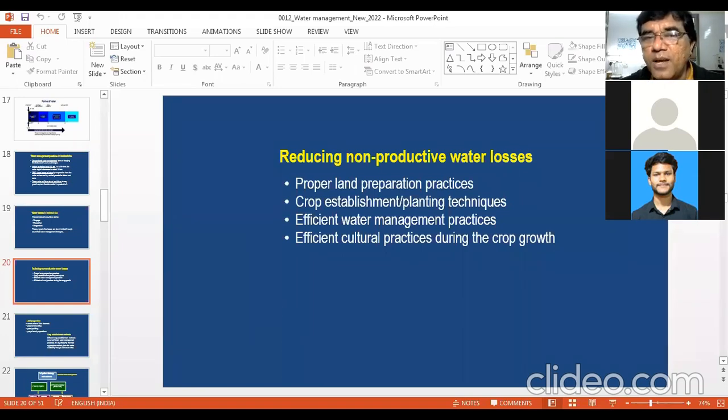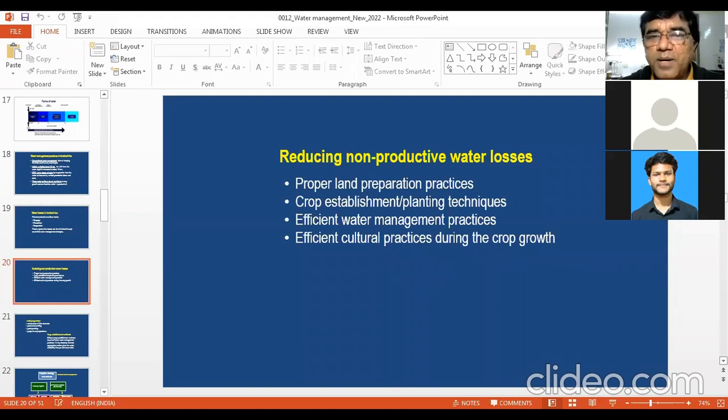We have seen aerobic rice or direct seeded rice. We have seen SRI. We have seen GCRPS. We have also seen ground cover or saturated soil culture, SRI, and so many different methods of establishment. So if we are short of water, we can go for those kind of crop establishment methods. Crop establishment means how to establish the crop by sowing or planting.